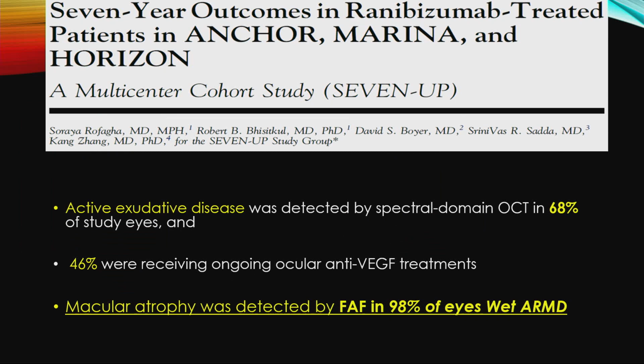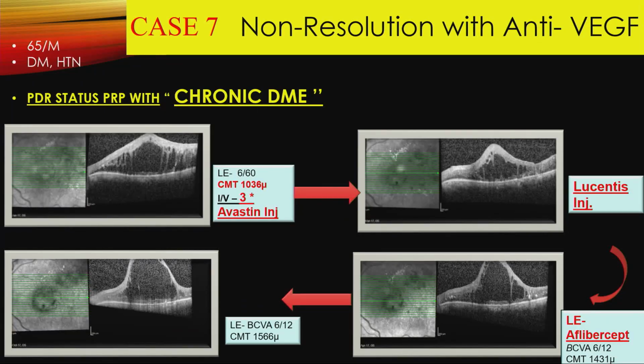As you can see, you have a dry macula, but you have a macular atrophy. So in the SEVEN-UP study, after ANCHOR, MARINA, and HORIZON monthly injections, it was seen using fundus autofluorescence that almost 98% of the patients after 3 to 4 years of anti-VEGF therapy had some sort of atrophy at the macula. So this also has to be kept in mind when you're putting the patient on anti-VEGF therapy.